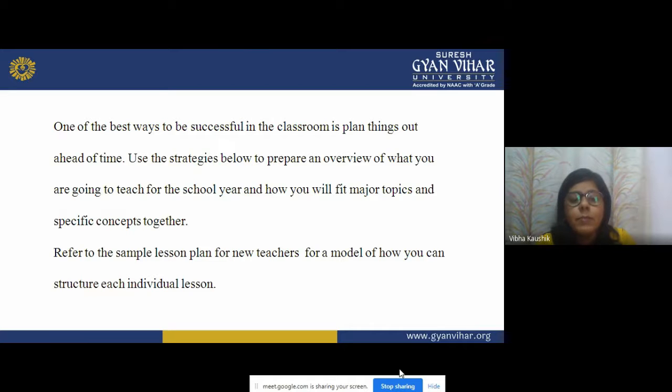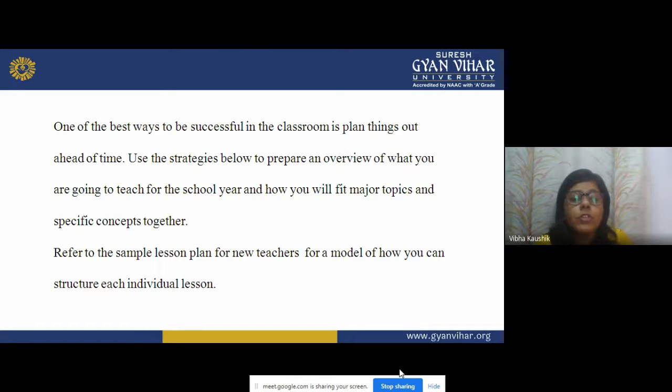Refer to the sample lesson plan for new teachers. The new teachers who are going to teach a particular subject have to refer to the sample lesson plan made for that specific subject. According to this sample plan, he or she can make his or her lesson plan. That sample lesson plan will work as a model, and the model lesson plan will help you to build and develop your own lesson plan.